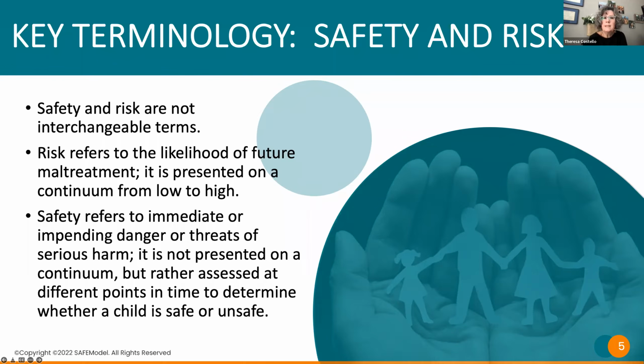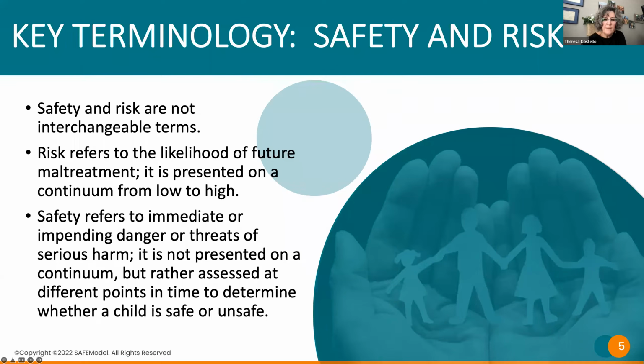And what we're going to do today is hopefully make it very clear what the differences are. So just in the most simple terms, when we talk about risk in the context of child protective services, we mean the likelihood of future maltreatment. And when we assess for risk, we assess for it on a continuum from low to high. And I'm going to show you a visual in a minute that will help to kind of picture that. But that's the concept of risk, the likelihood of future maltreatment.